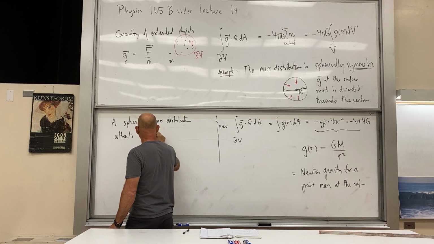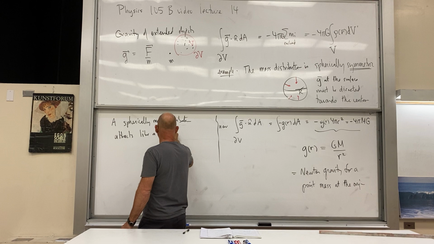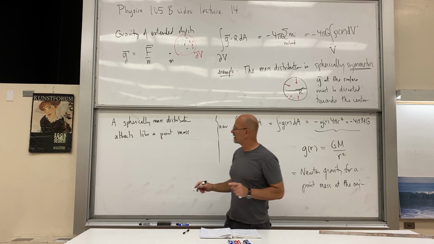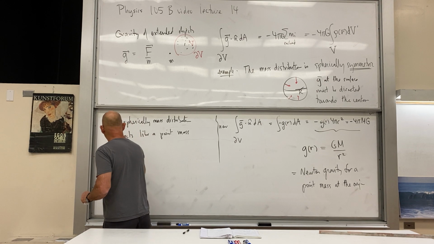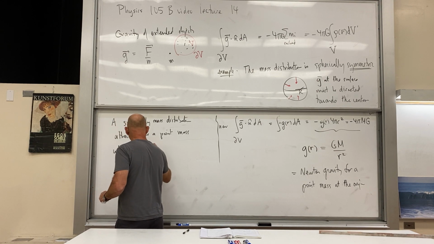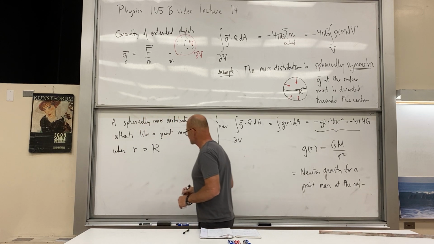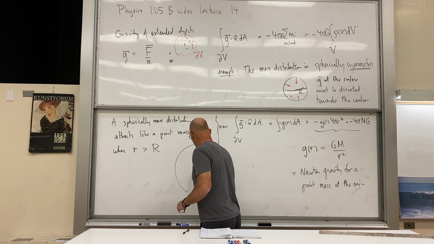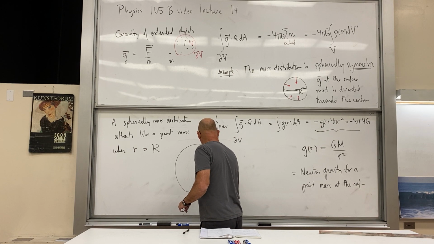Just like a point mass. Now this is for r greater than capital R. Then it's just like a point mass. So here we are, let's draw this mass, it has radius R.